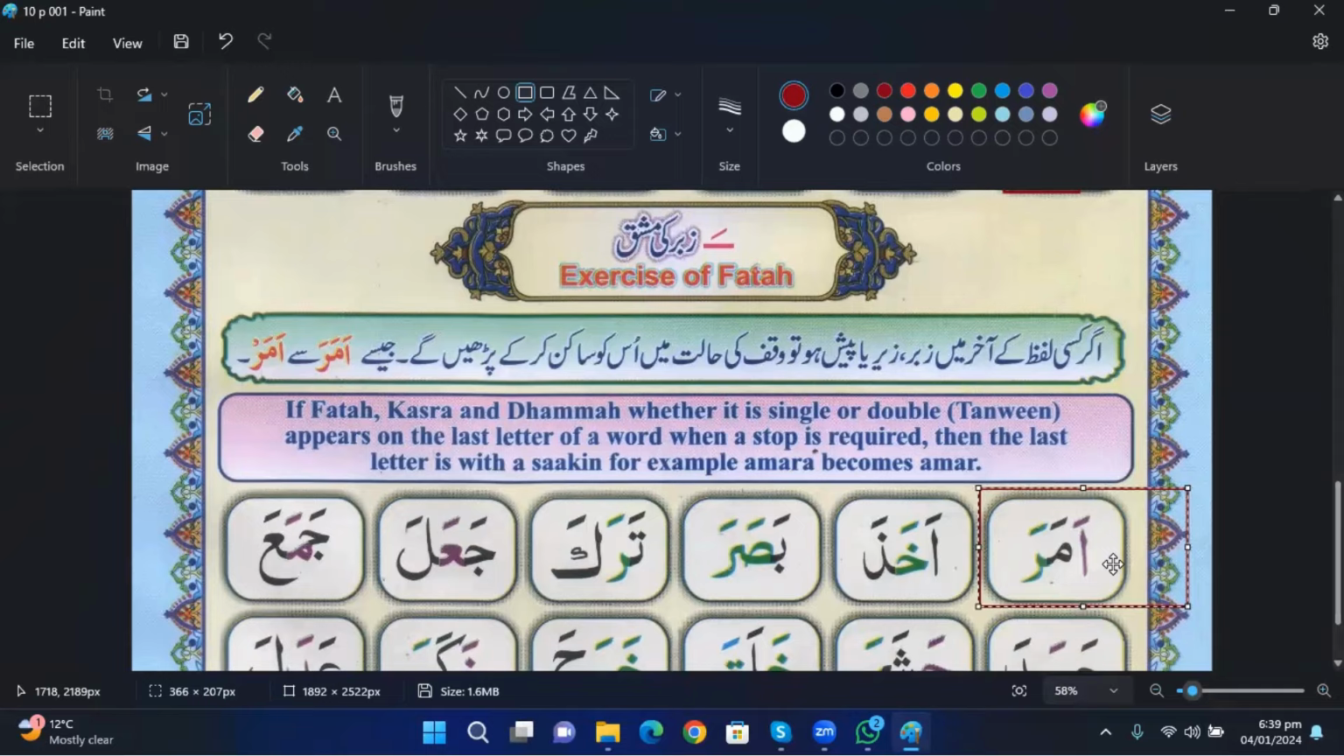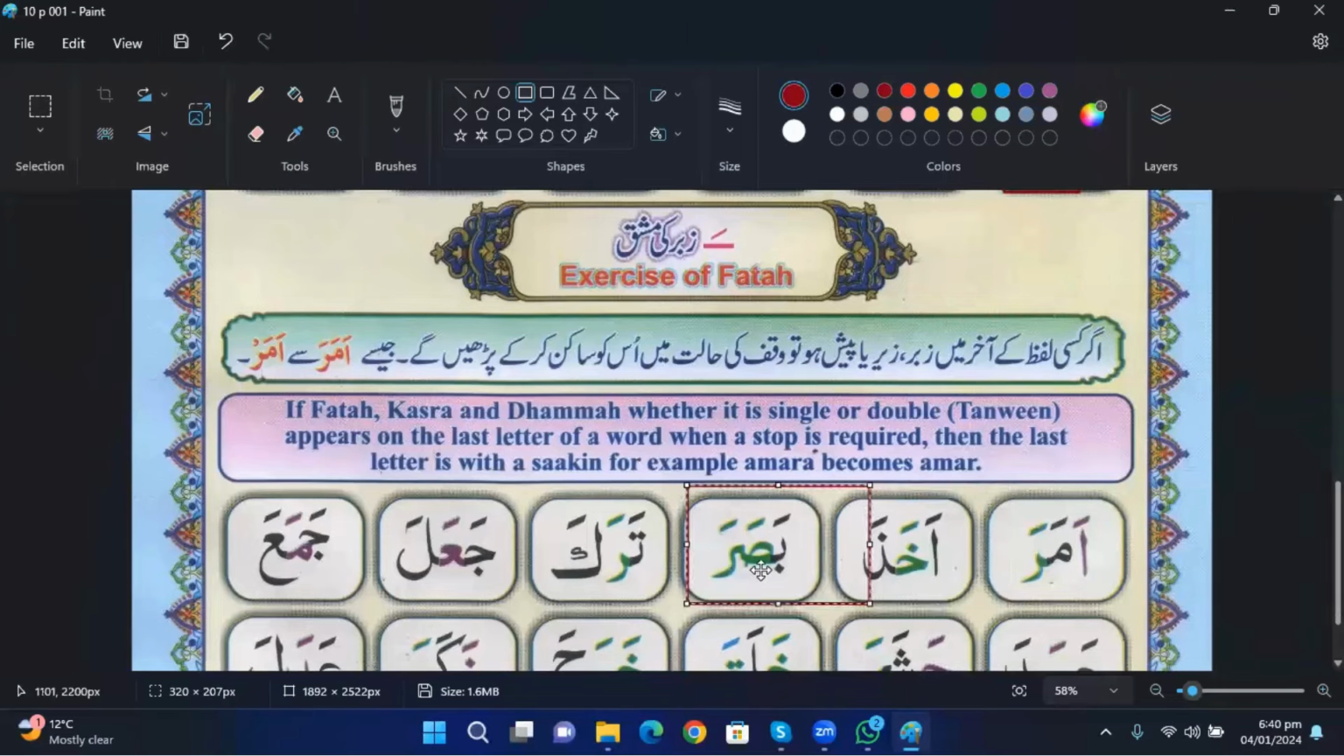Like hamza fatha a, mim fatha ma, ama, ra fatha ra, ama ra. In stop condition, it will become amar. Hamza fatha a, kha fatha kha, akha, zal fatha dha, akhadha. In stop condition, it will become akhadh.